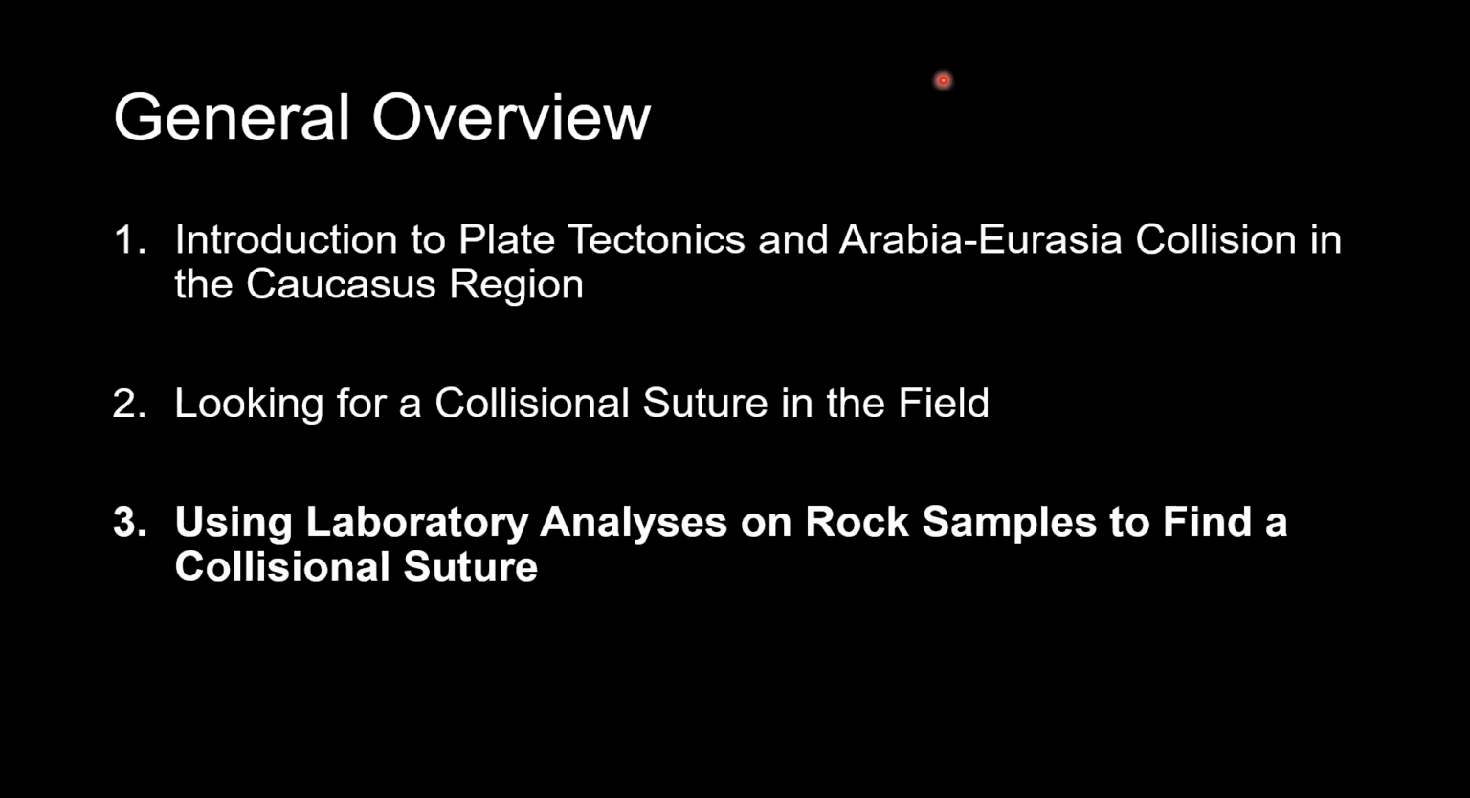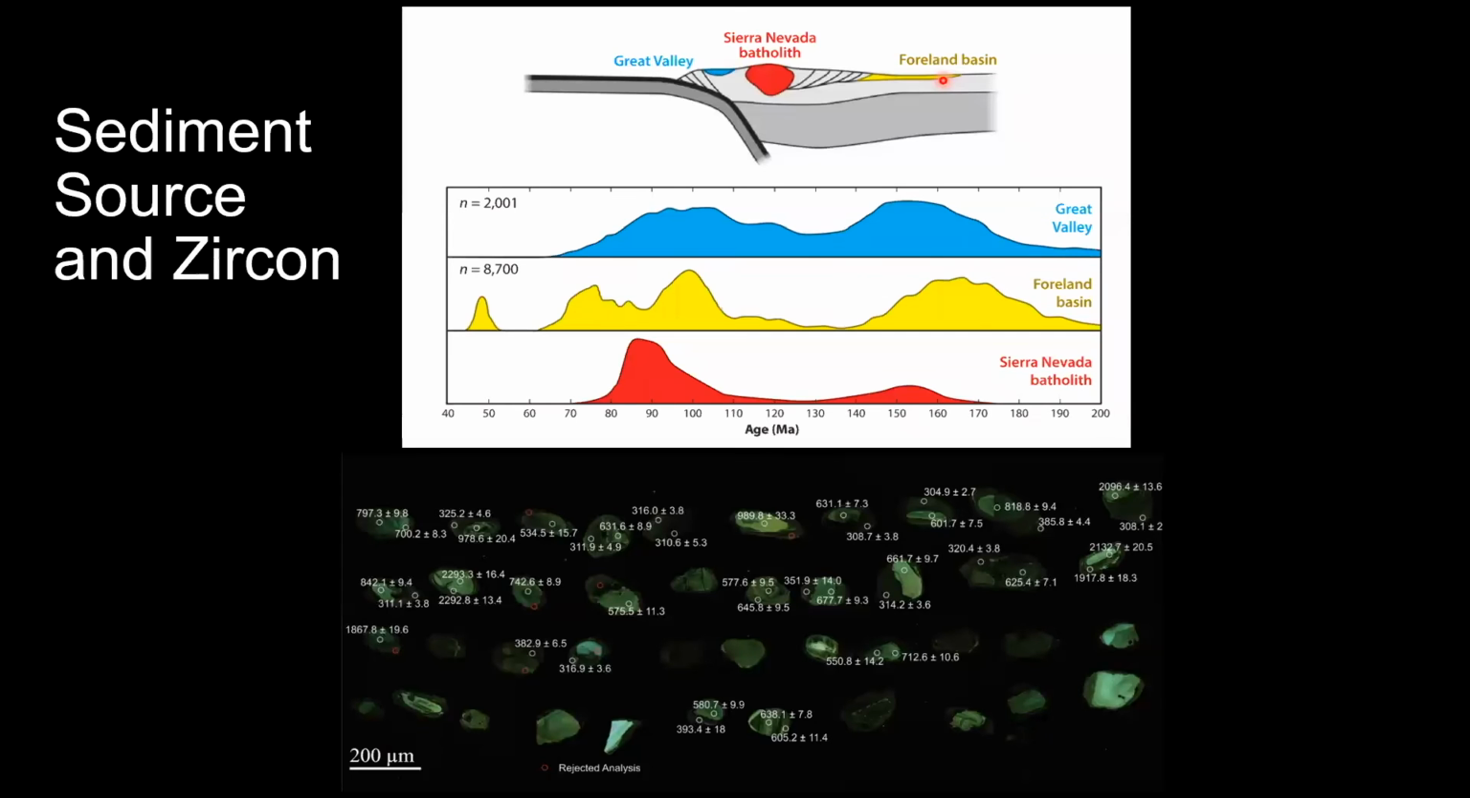So I want to talk a little bit then about what we ultimately do on these rock samples in order to answer this question of where our suture might be in the Greater Caucasus region. So I talked earlier a little bit about this idea of sedimentary provenance. One of the really key ways we can do this is by looking at a mineral that is frequently found in sedimentary rocks called zircon. This bottom panel here is a false color image, but it's a way of looking at the internal structure of zircon crystals. And for reference, this is a scale bar that's 200 micrometers, so that's 0.2 millimeters. So these are basically sand grains.